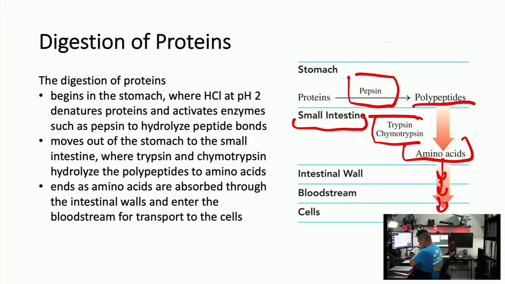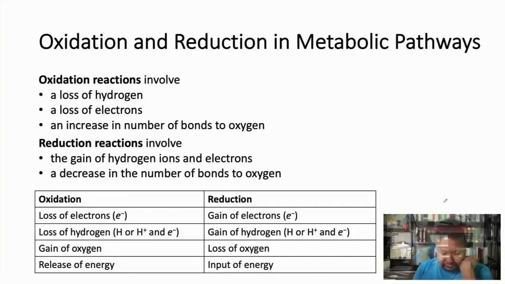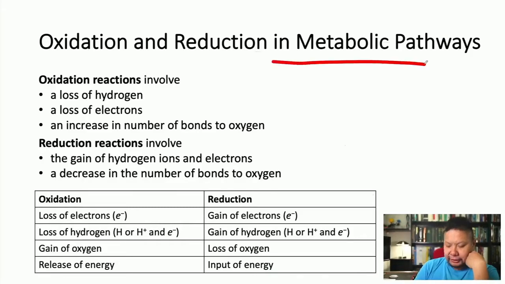So that's all I need you to really know about digestion of proteins. Now just a quick review about oxidation and reduction. That's how we gain energy in the metabolic pathways, specifically in glycolysis, then the TCA cycle, the citric acid cycle, and the electron transport chain. It's all a series of oxidation reduction reactions.